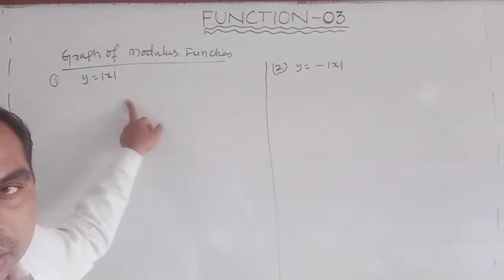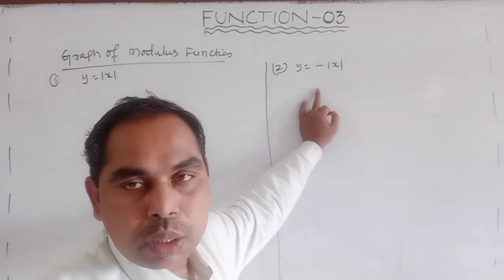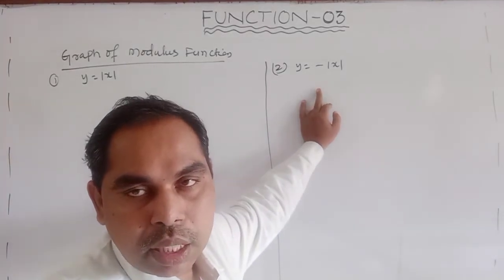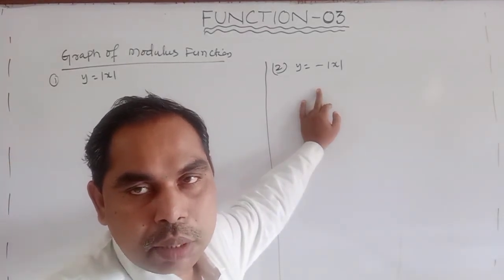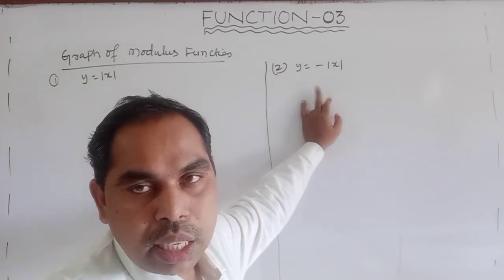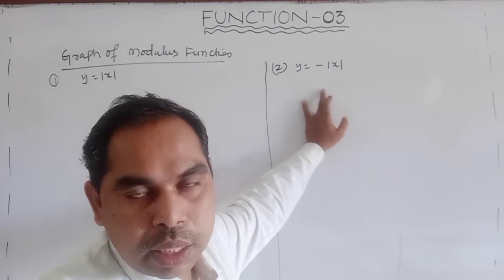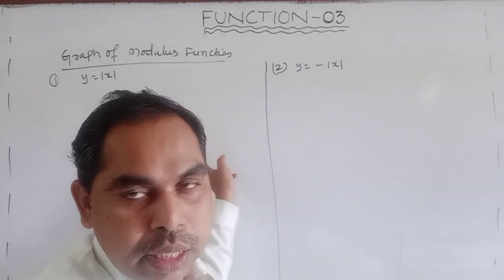In the second case, y is only negative, less than or equal to 0, because mod x is always greater than or equal to 0, so minus mod x is less than or equal to 0. So in this case the graph lies in the third and fourth quadrant, but this is the first and second quadrant.